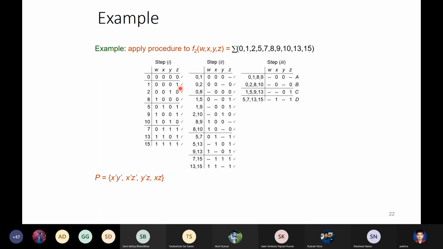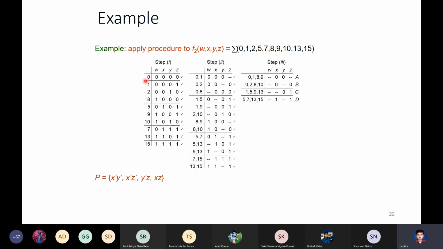This table would have been larger if you had more variables. One reason why Quine-McCluskey was introduced instead of the Karnaugh map is that it's difficult to extend the Karnaugh map beyond, say, 6 variables. It becomes cumbersome. But Quine-McCluskey can be used for any number of variables, even a large number. So I group the min terms depending on how many ones their binary representations have.